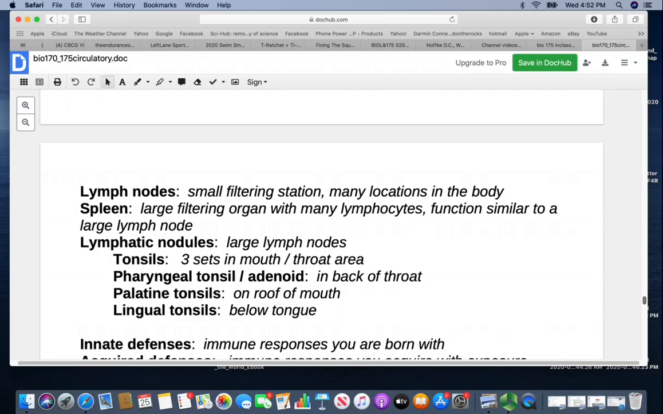The spleen is a large filtering organ that's going to have many lymphocytes. It functions similar to a lymph node, and even looking at the tissue underneath the microscope, it's going to look very similar to a lymph node.